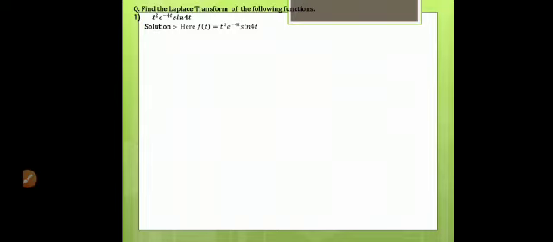Here sine 4t is same as sine at with a equal to 4. So we can find its Laplace transform very easily from the standard results. So first we will write Laplace transform of sine 4t. It is 4 upon s square plus 4 square, that is 4 upon s square plus 16.